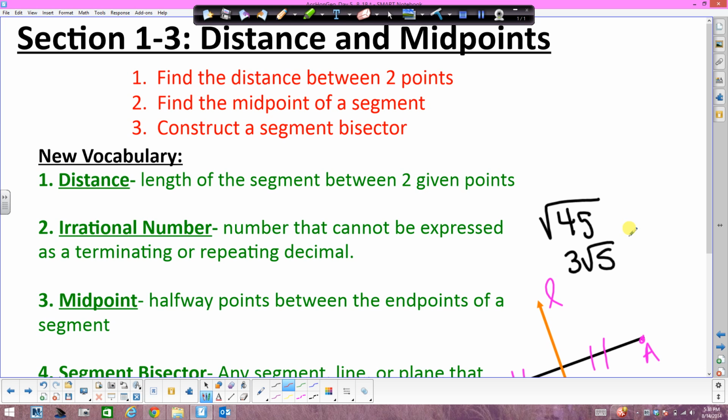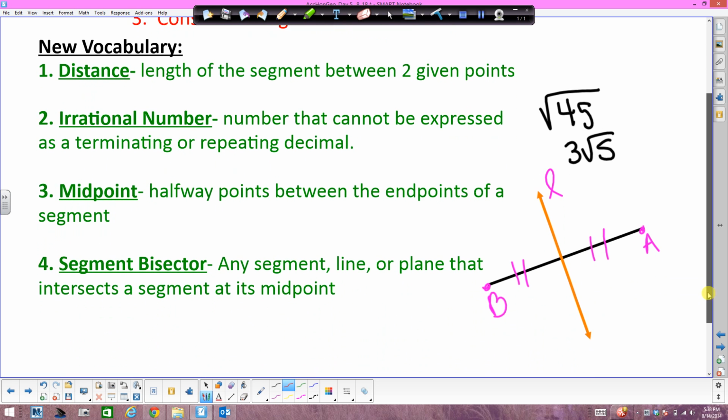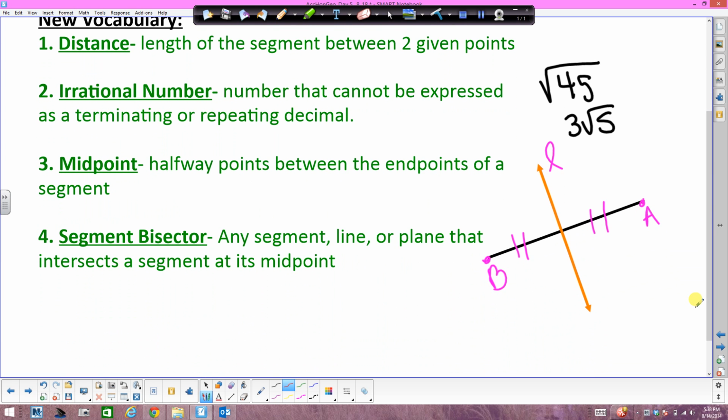Midpoints are the points that are halfway between the endpoints of a segment, so that's going to be exactly in the middle. And then a segment bisector is any segment, it can be a line, it can be a plane that intersects a segment at its midpoint. So here we have segment AB, and if this is its midpoint, because these two parts are congruent, line L is considered to be a segment bisector. So segment BA has a midpoint, and we'll name it T. So segment BA's midpoint is T, and it has a segment bisector L, line L, that passes through T.